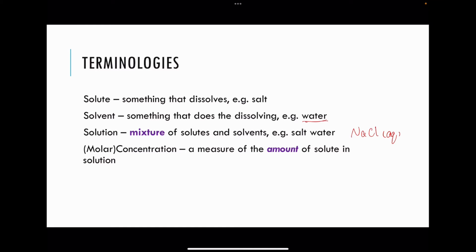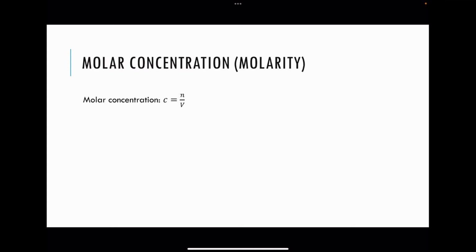Okay. Molar concentration is a measure of the amount of solute in solution. I want to emphasize amount because we will put moles of solute in this unit. Molar concentration, the formula for it is c equals n over V. The concentration is usually calculated in unit mole per decimeter cubed.